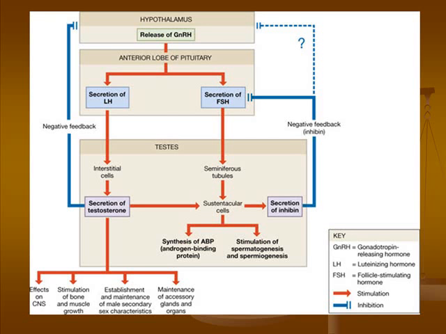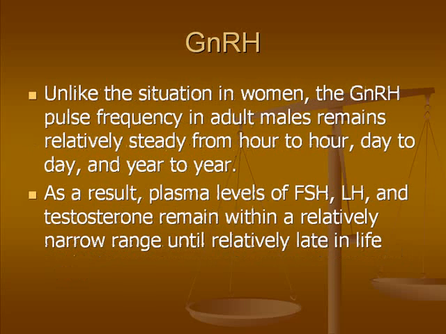And again, if you know this chart, if you can draw this chart out, you'll be able to answer at least four questions. It may even be 5 questions on the test just off this chart alone. So you should be able to do that. Unlike the situation in women, gonadotrophin-releasing hormone pulse frequency in adult males remains relatively steady from hour to hour, day to day, year to year.